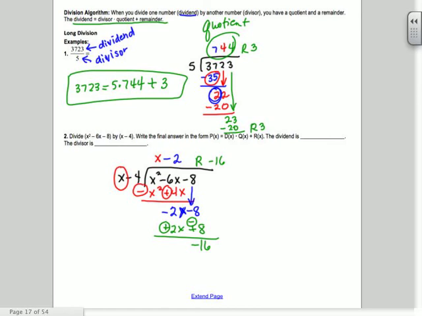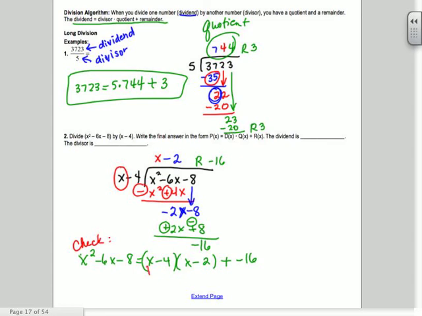So this one, if I did the dividend equals divisor times quotient plus remainder, your dividend was the x squared minus 6x minus 8. Your divisor was x minus 4. Your quotient was x minus 2. And then you tack on the remainder, so plus a negative 16. So let's check.